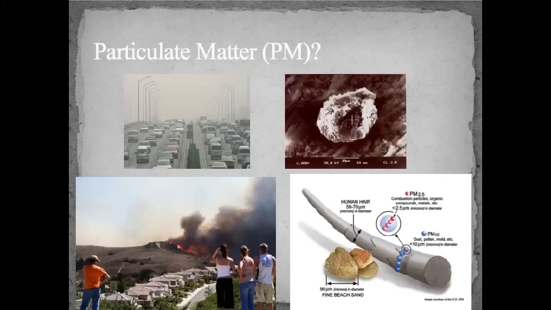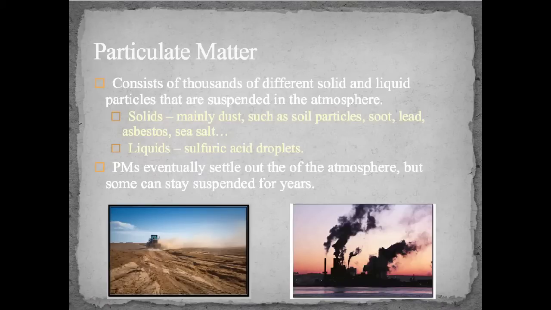First pollution that we're going to look at is particulate matter. And I've got some pictures here representing where and what particulate matter is, but what do you think it is? Particulate matter consists of thousands of different solid and liquid particles that are suspended in the atmosphere. Ones that you can think of, like the solids: dust, soil, soot, pollen, asbestos is another one we'll look at, and then liquids could be like sulfuric acid droplets.